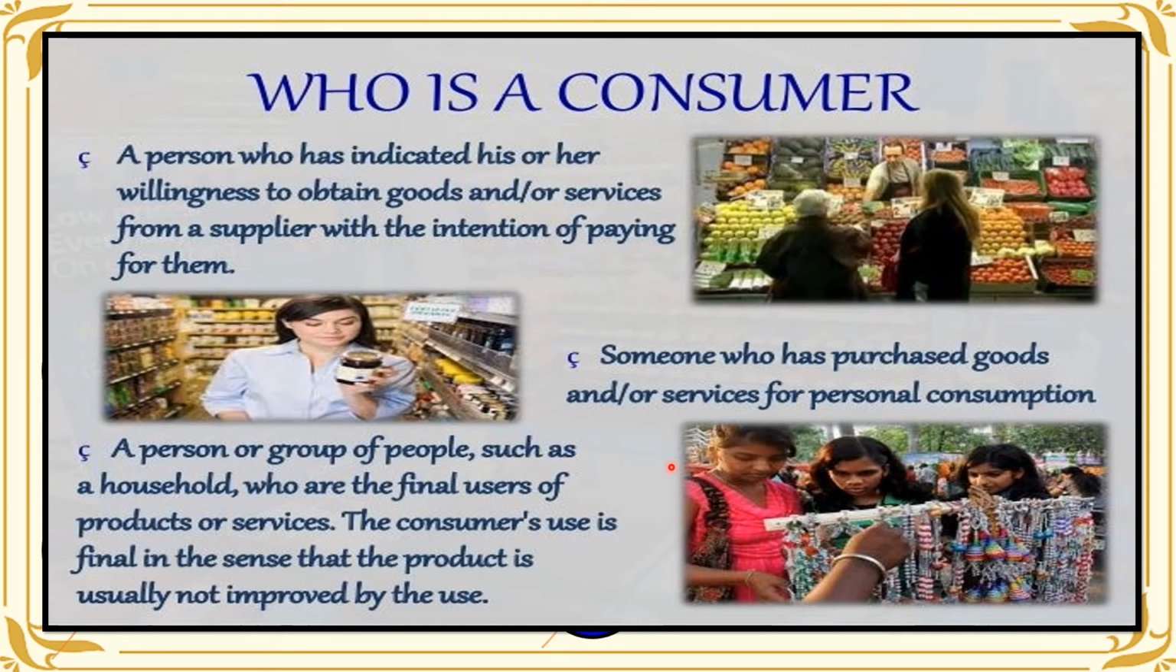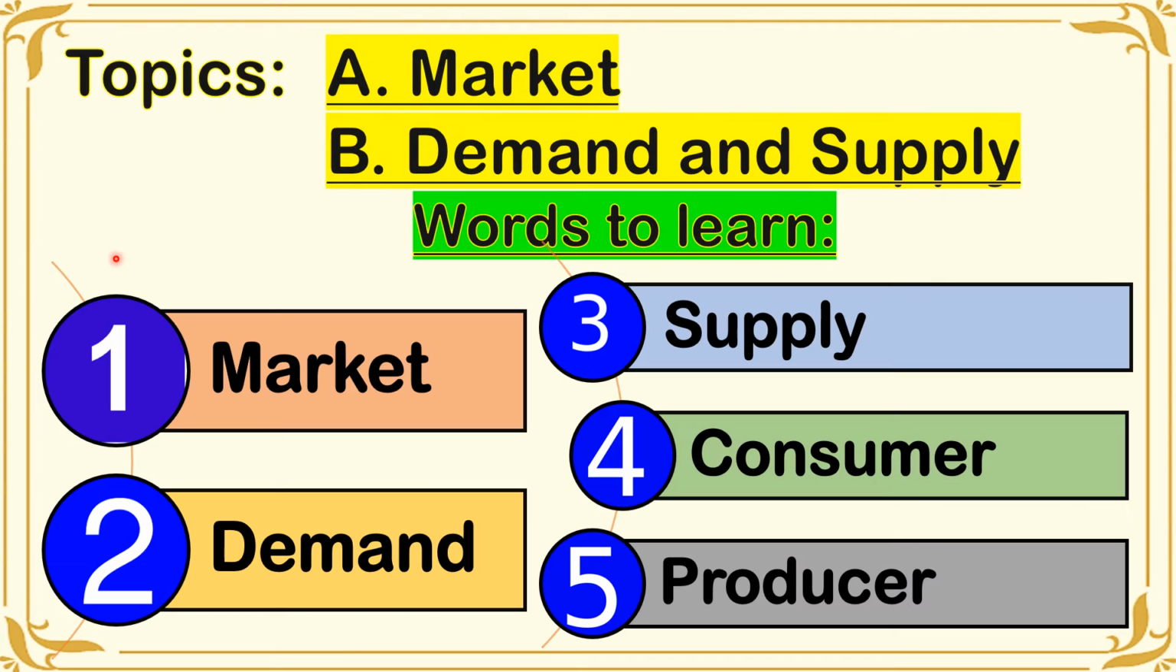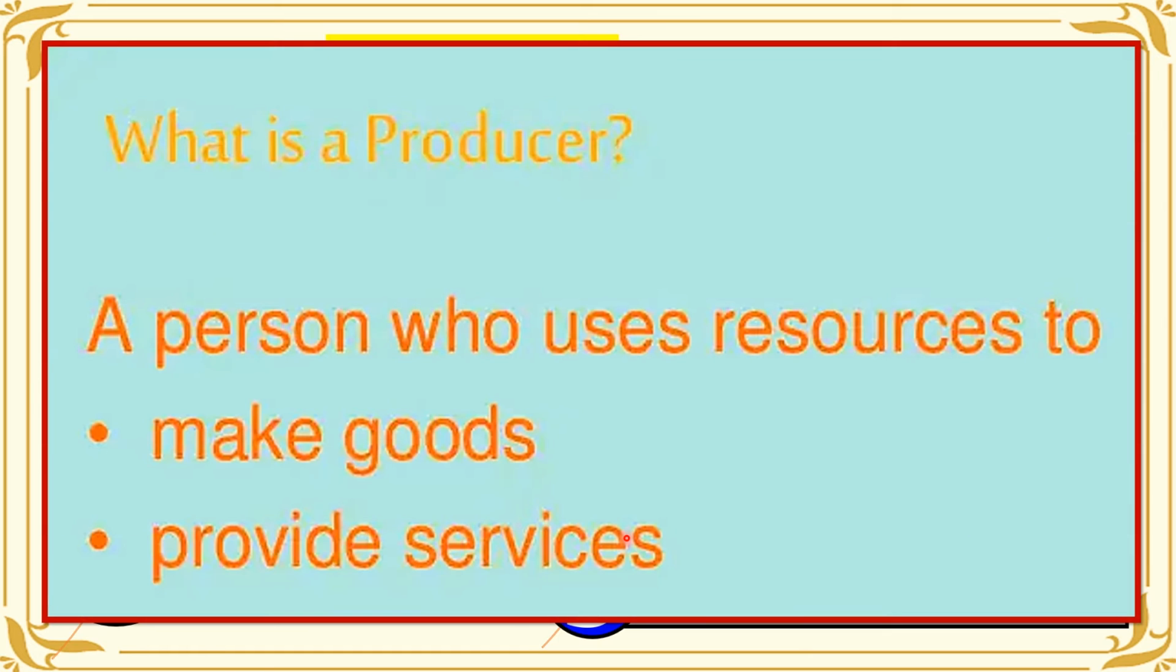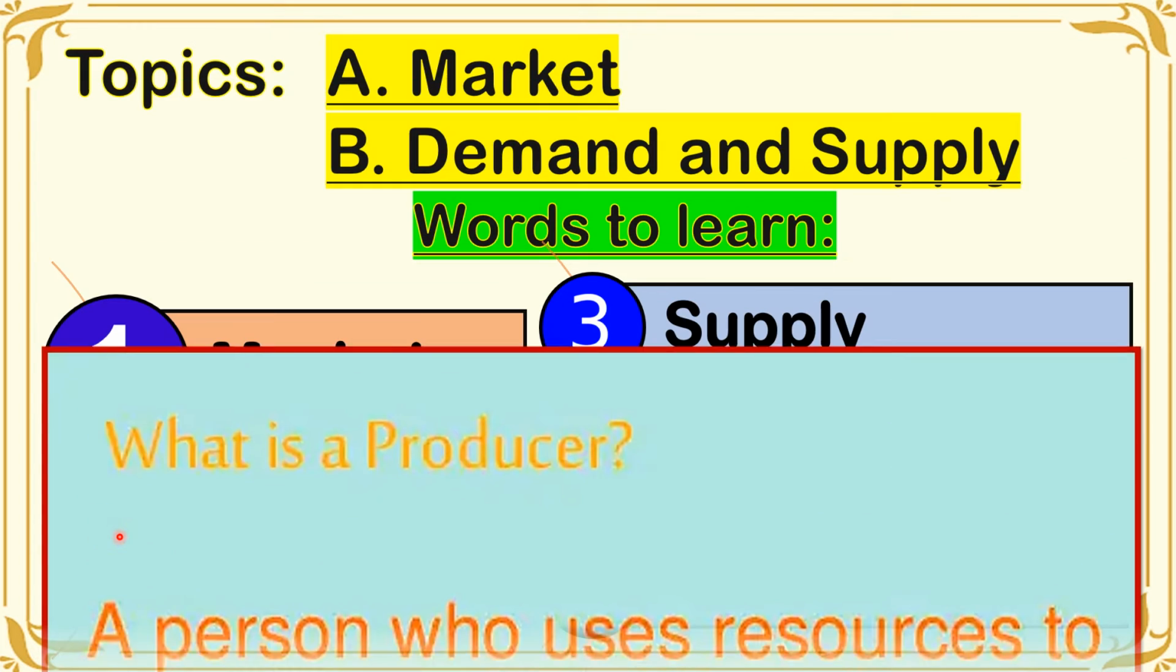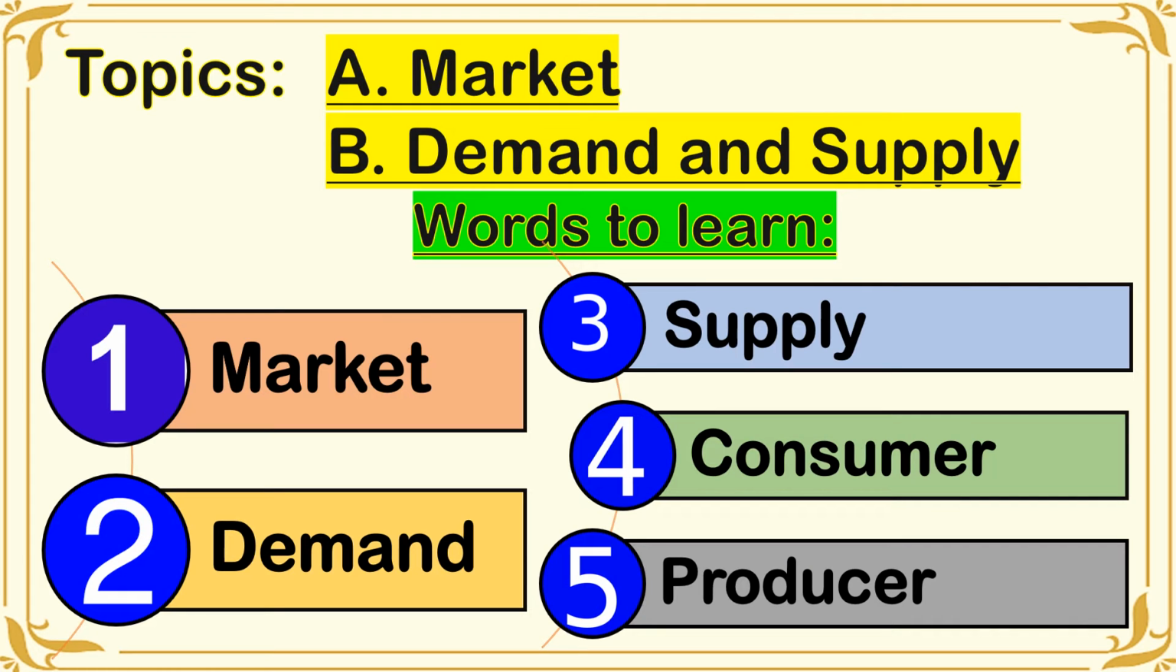Next, the fourth word is consumer. Who is a consumer? A person who has indicated his or her willingness to obtain goods and or services from a supplier with the intention of paying for them. So class, a consumer is of course the person who is paying the seller or the person who offered them services. Next, the last word, we have producer. What is a producer? It is a person who uses resources to make goods and provide services. So these are the five words that can help us better understand our topic for today.